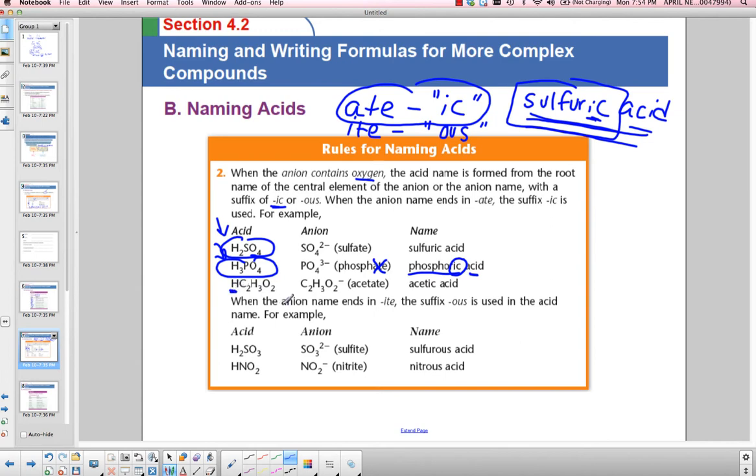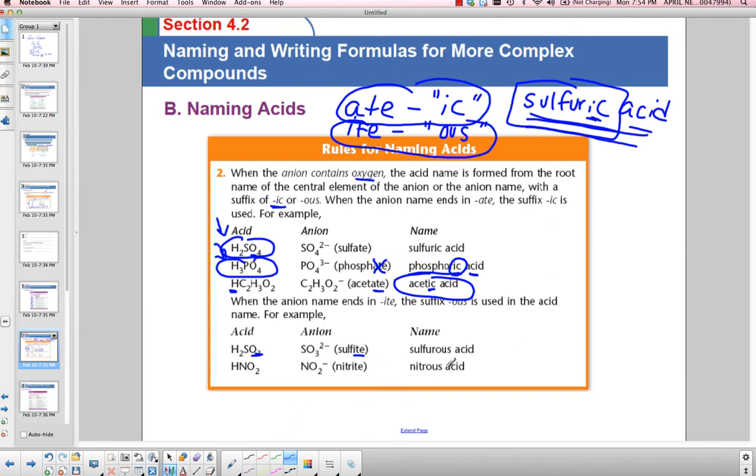It's an acid because it starts with H, okay? This was acetate. Ate goes to ic, so we put acetic acid, okay? Acetic acid. Now notice, if you lose an oxygen, the ate goes down to ite. So it was SO4, it's now down to SO3, and so it's ite at the end here. So I said before, ite goes to ous.